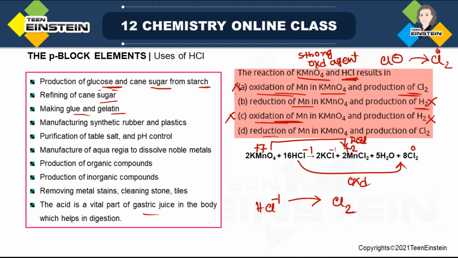So we have already cancelled A and C. Now among B and D, we are cancelling B. So which option is left? It is option D. Here we have reduction of manganese from +7 to +2, and also production of chlorine gas. Fine. Any doubt?